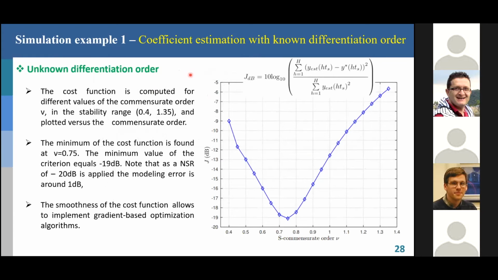So here what we do is we had plotted the cost function that is represented by this equation versus the commensurate order.